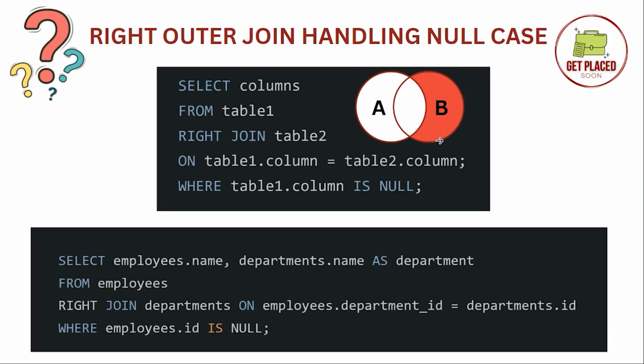Now, what happens when there is a null case, which means there is nothing common between table A and table B. There is nothing common. Then you add this line: where table1.column is null. If it is left outer join handling null case, you will be writing where table2.column is null. This is right outer join handling null case. Therefore, you write where table1.column is null. So that is the difference. So the example also remains same.